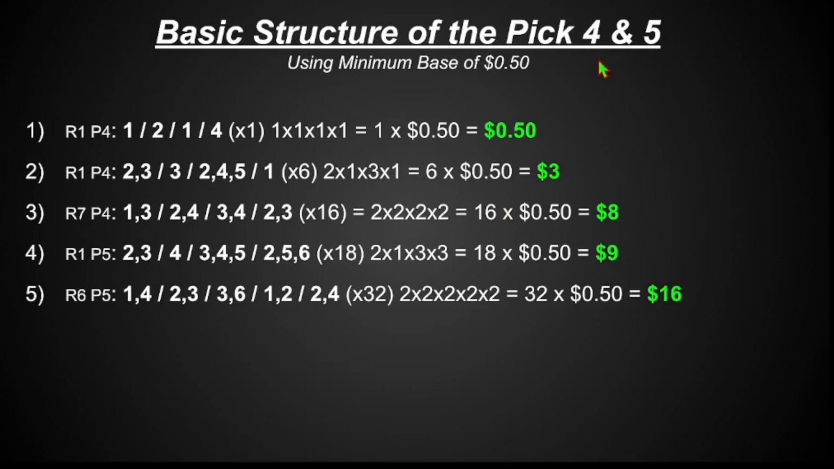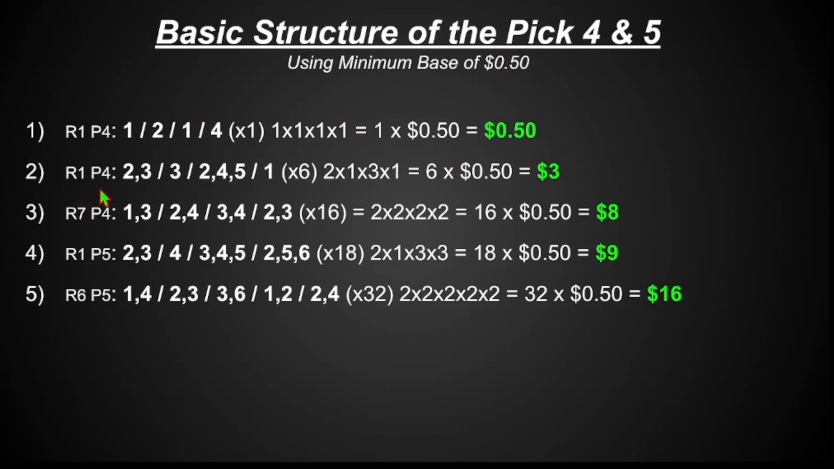So taking a look at the basic structure of the pick 4 and 5 using that minimum base bet of 50 cents. For example, we have race 1, a pick 4, the 1 in race 1 with the 2 in race 2 with the 1 in race 3 with the 4 horse in race 4. This has a multiplying effect of 1 because 1 times 1 times 1 times 1 is 1 times your 50-cent base. This is a 50-cent wager to take one horse in each race with a 50-cent minimum.